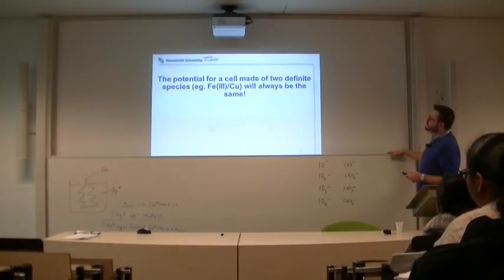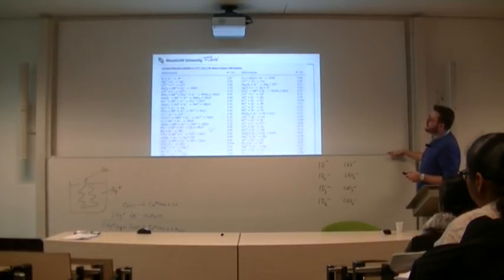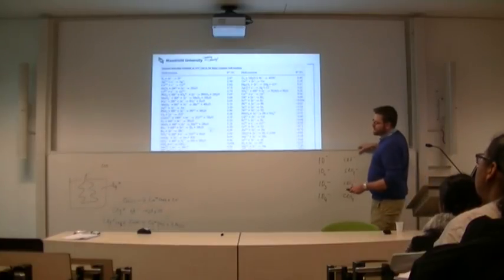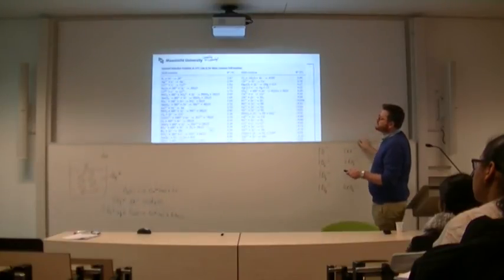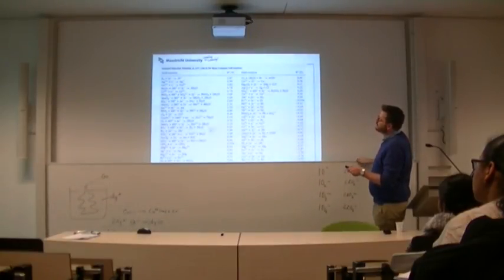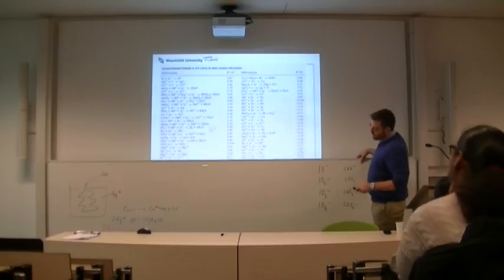Here is our table. And so let's look at the half reactions. We've got copper going to form copper 2+, and silver going to form silver plus going to form silver. So, where are the half reactions? Here's the one half reaction. Copper 2+ plus 2 electrons forms copper, 0.34.